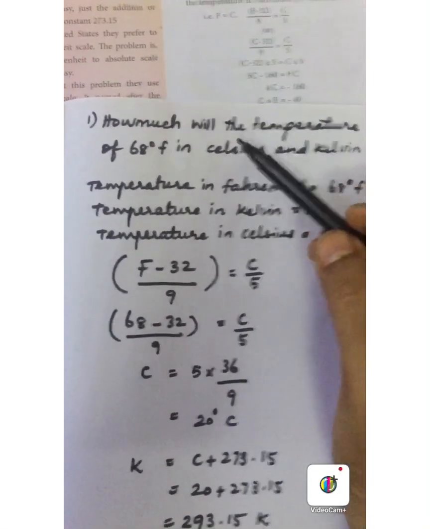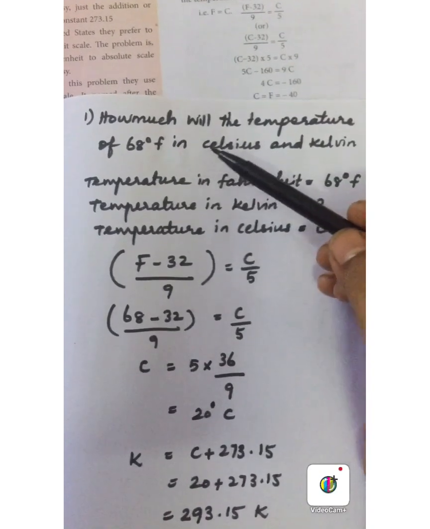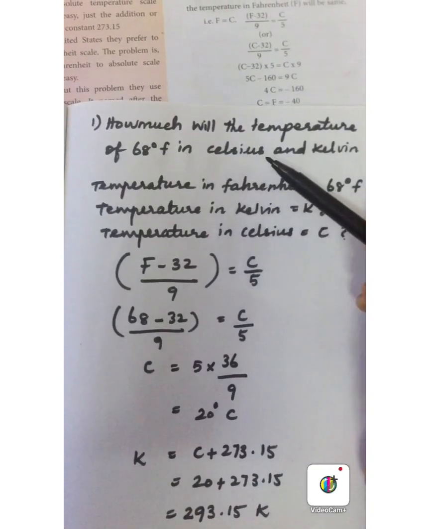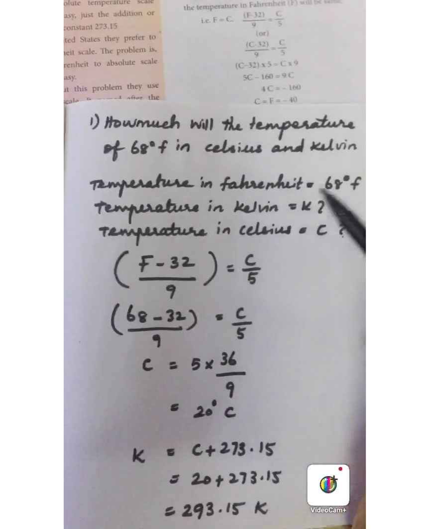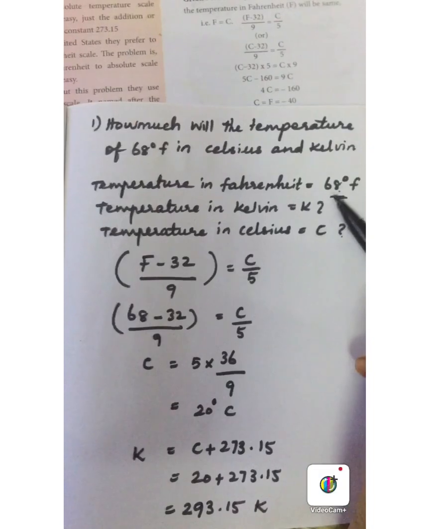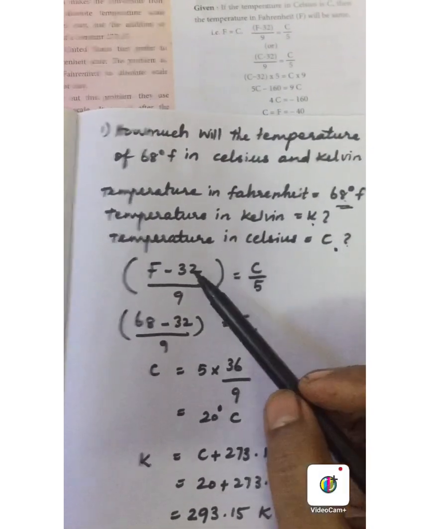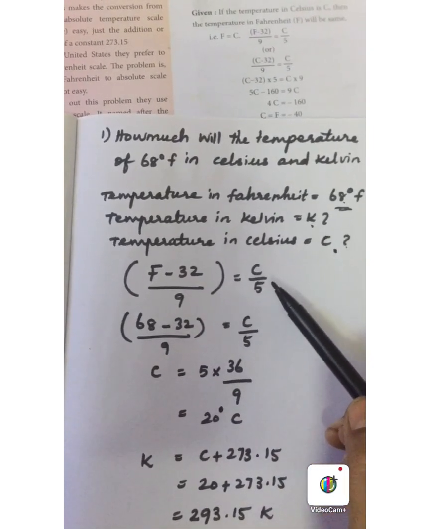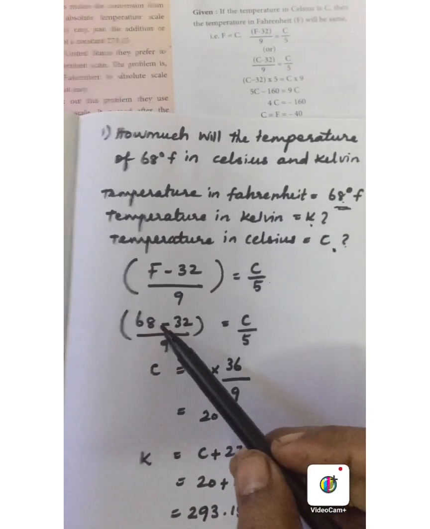Students, now we are going to see some numerical problems related to the Fahrenheit, Celsius and Kelvin scale. How much will the temperature of 68 degrees Fahrenheit be in Celsius and Kelvin? So the temperature in Fahrenheit is 68 degrees Fahrenheit. Now we are going to convert 68 degrees Fahrenheit into the Kelvin scale and the Celsius value also. So use this formula: (F minus 32) divided by 9 is equal to C by 5. Using this formula, we can easily find out the Kelvin value and Celsius value.